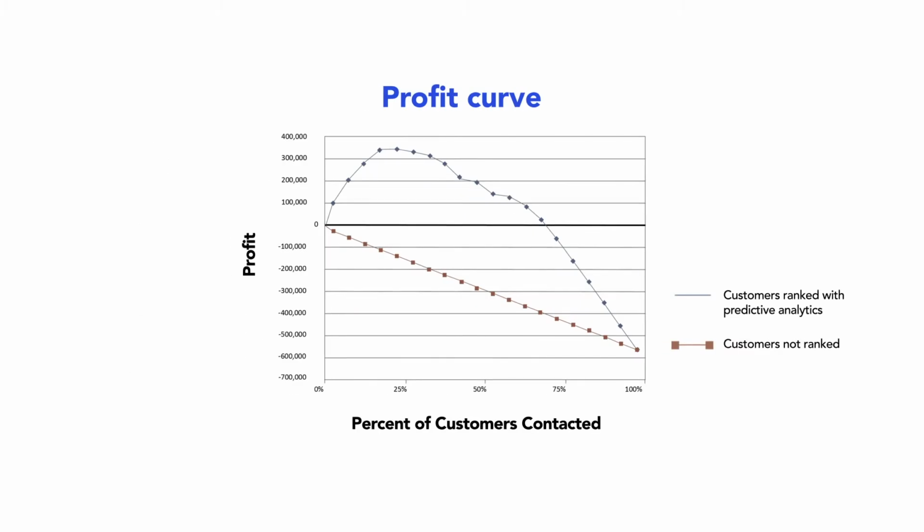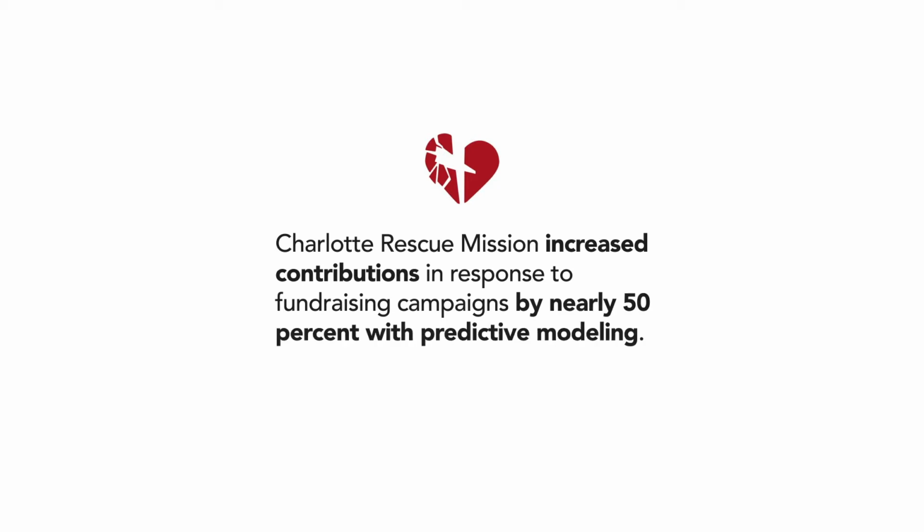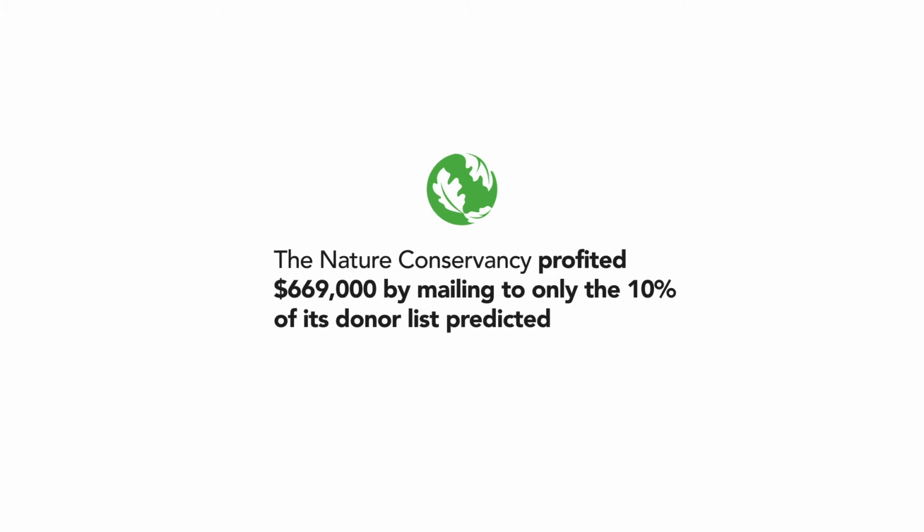In fact, the profit curve we introduced in the prior course was actually based on real fundraising campaign data for a veterans charity. Also, in the video earlier in this course on defining the dependent variable, we discussed targeting larger donations by predicting who's a potential larger donor. Here are a couple more examples. Charlotte Rescue Mission increased contributions in response to fundraising campaigns by nearly 50% with predictive modeling. And the Nature Conservancy profited $669,000 by mailing to only the top 10% of its donor list predicted to be most likely to contribute.